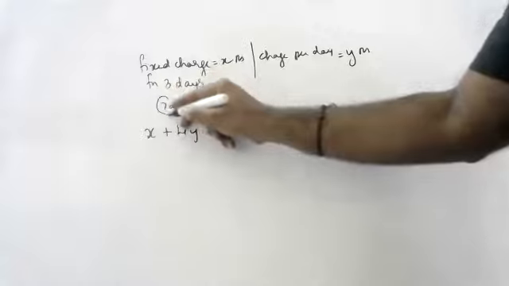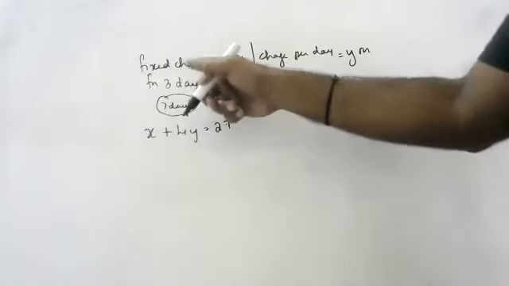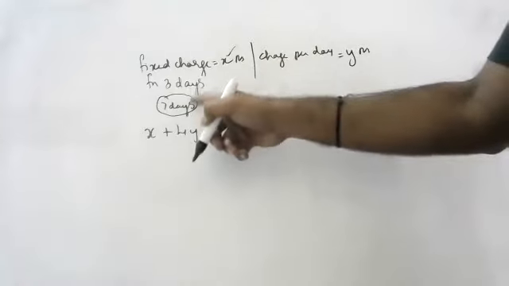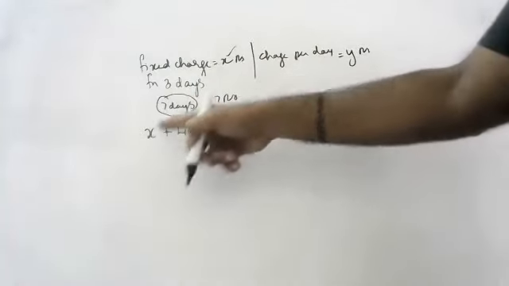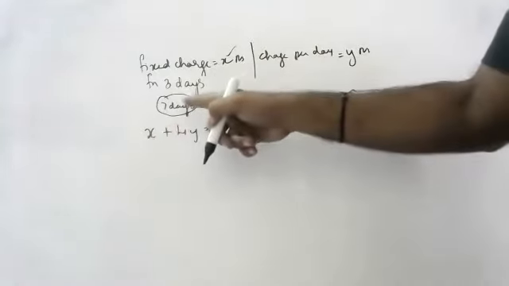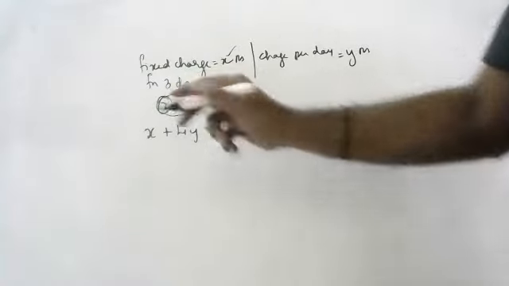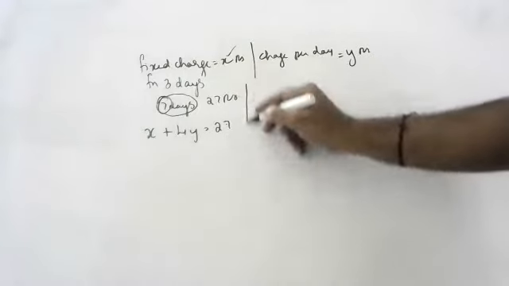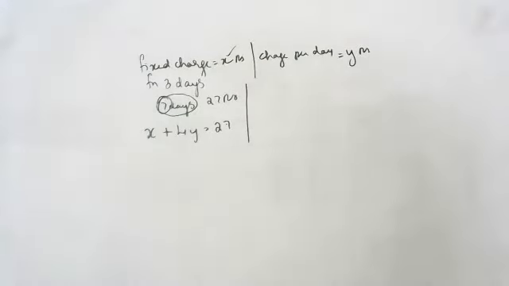Children, 7 days means already 3 days are over in the fixed charge. In 7 days, 3 days are already over for the fixed charge. After 3 days, in 7 days, how many are there, children? 4 days. So 4 into y. This question is very, very important, children. It is a textbook question. I'm really surprised that you people did not practice.